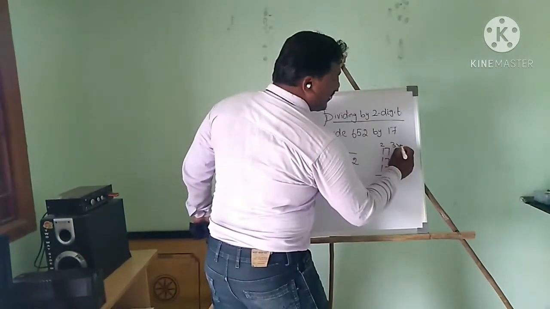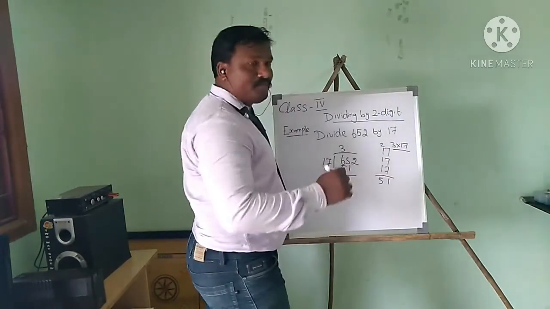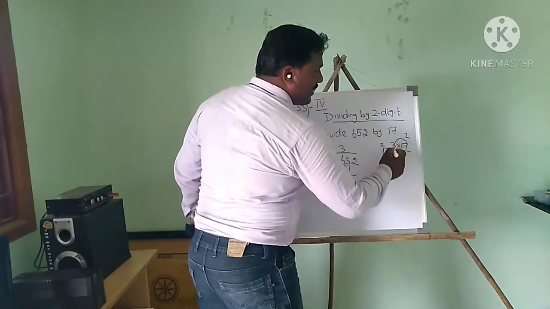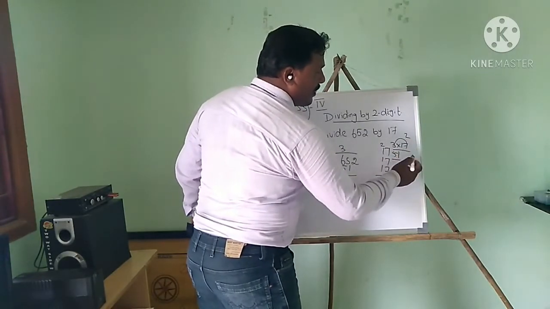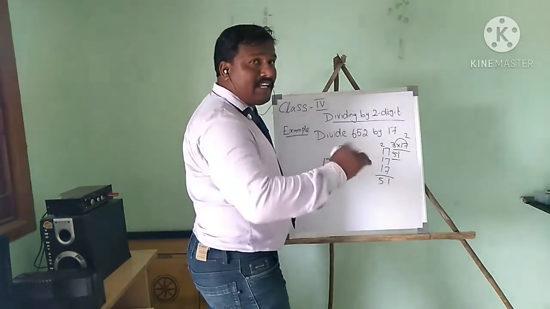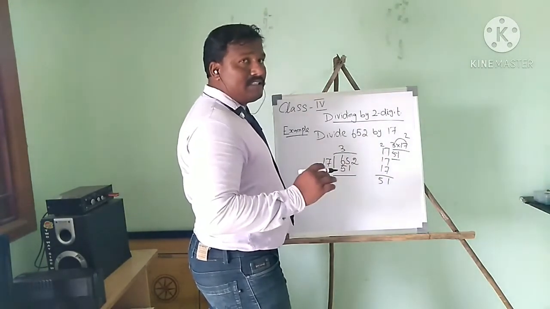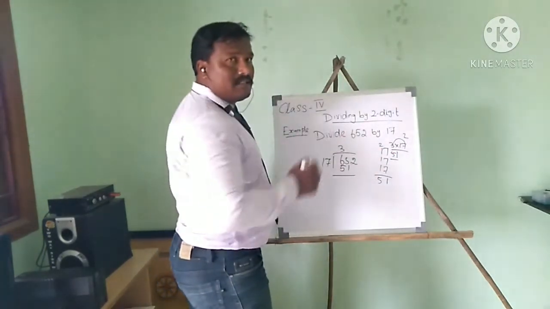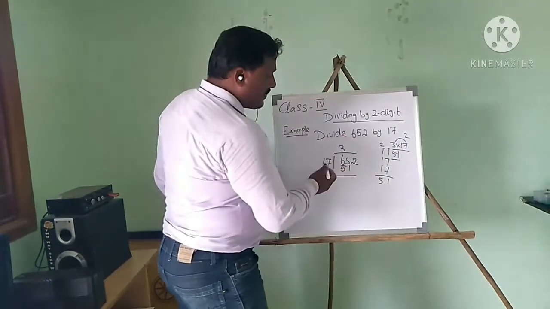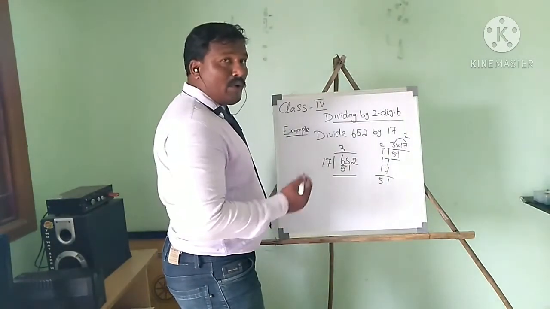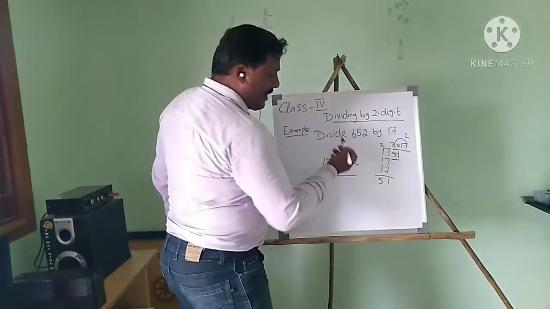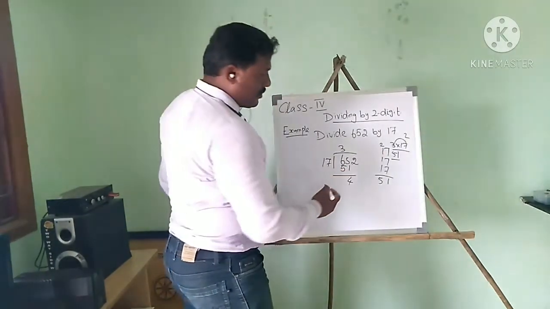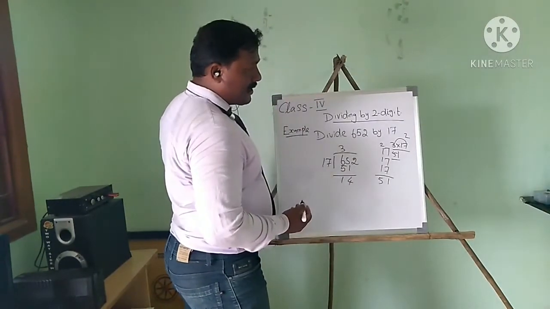Or you can do it like this: 3 into 17, multiply. 3 sevens are 21, 1, remainder 2. 1 3 is 3, 3 plus 2, 5. 51. You can add or multiply, either way you can find the answer. So 3 17s are 51. Now I want to subtract. 5 minus 1, 4. 6 minus 5, 1. So 14 is the remainder.